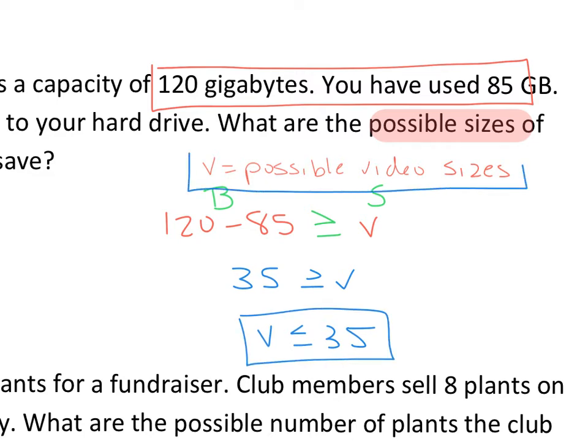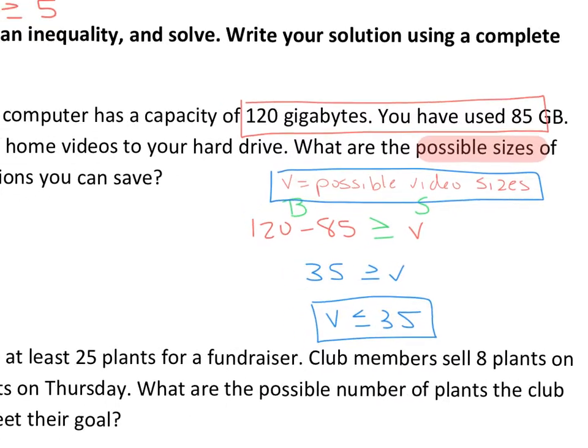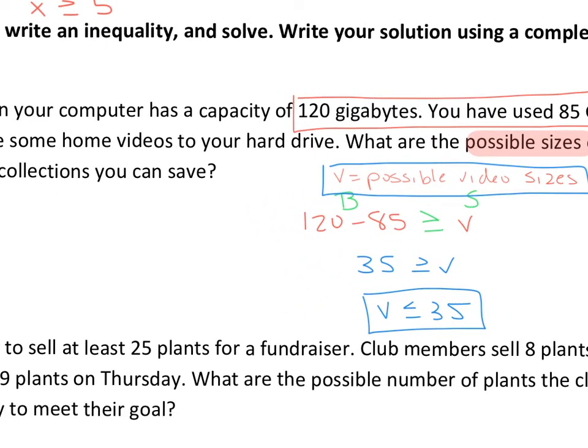I've defined my variable. Now, please note that when we're writing the inequality here, you could do this a lot of different ways. You could have said V plus 85 and then put the total of 120 on the other side. Again, alligator would have to eat the 120 because it's your biggest number. But just take note, there's going to be a lot of right answers here. And then 35, and then let's take a second here to write our sentence.